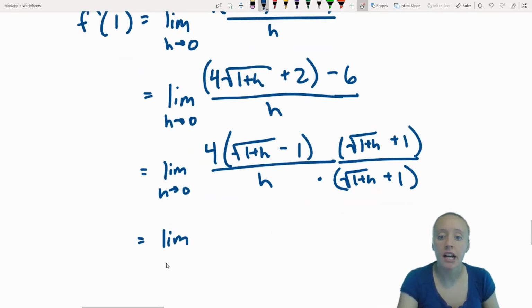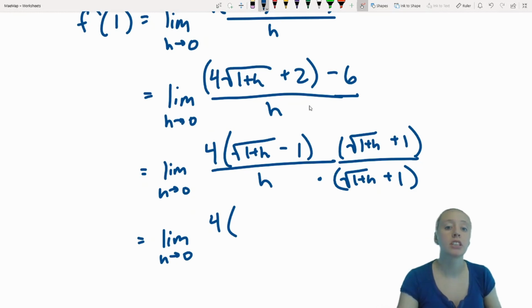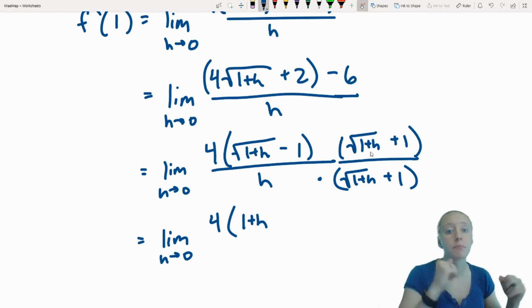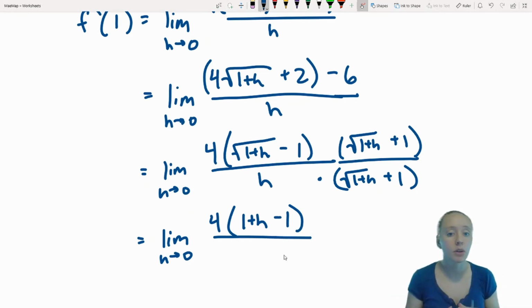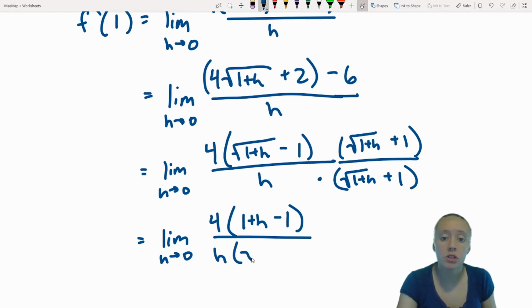I'm going to have the limit as h approaches 0 of 4, all multiplied by, if I multiply the square root of 1 plus h times the square root of 1 plus h, that's going to be 1 plus h, and then minus that square root, but plus it again because I have that negative 1 and the 1, so that cancels out, and the negative 1 times 1 will be a negative 1. And that's all over, I'm not even going to worry with distributing that denominator out because remember, I'm trying to cancel this h out, so I don't want to put it in with all my terms. I want to leave it as is. So I'll have h times the square root of 1 plus h plus 1.